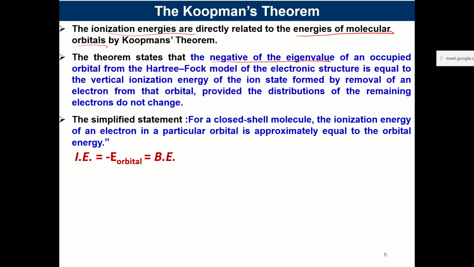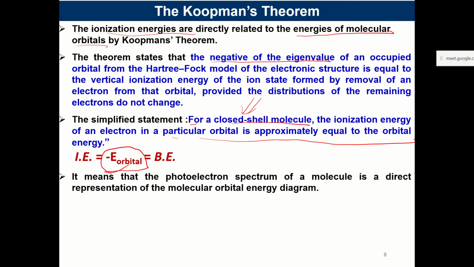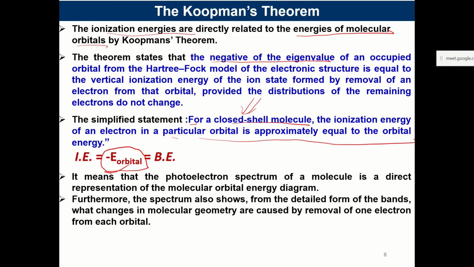In a simplified version of the same thing, given above in more quantum mechanical language, it is stated that for a closed shell molecule the ionization energy is equal to the orbital's energy, with a minus sign, which is also called the binding energy. So the photoelectron spectrum gives you direct knowledge about the molecular orbital's energy. The MO diagram can be very well correlated to the energies of the photoelectrons that you obtain, and then correlated with the orbital's energy. It is possible to know each of the energy levels experimentally.